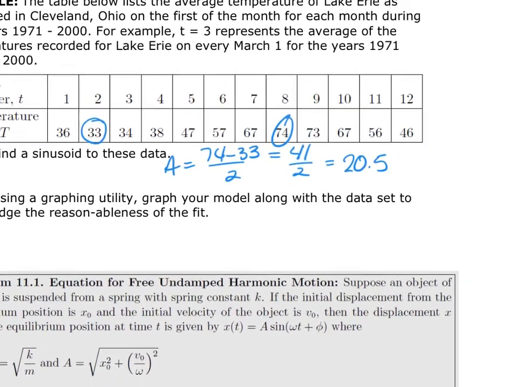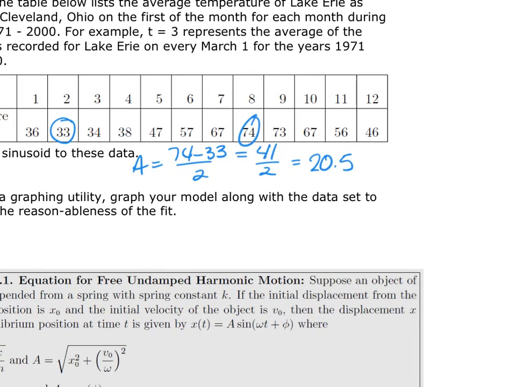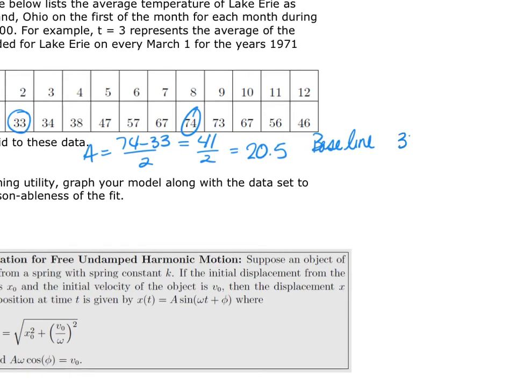So you took your amplitude and you added it to your lowest value. So your baseline is you did your lowest value, which is 33, and you added your amplitude to it. And so you end up with 53.5. So that's where your baseline has moved up to. So that is your B value.